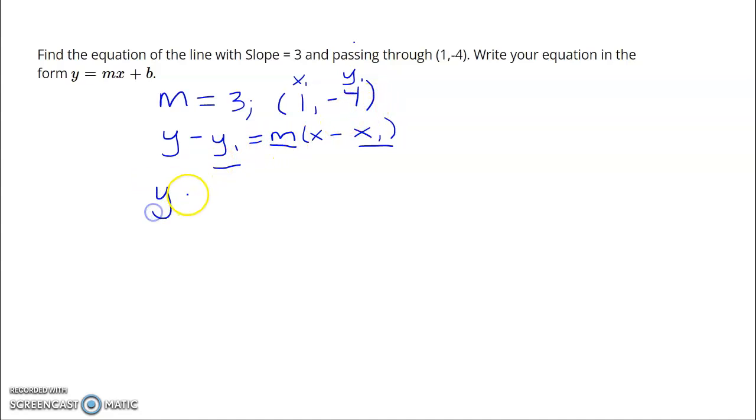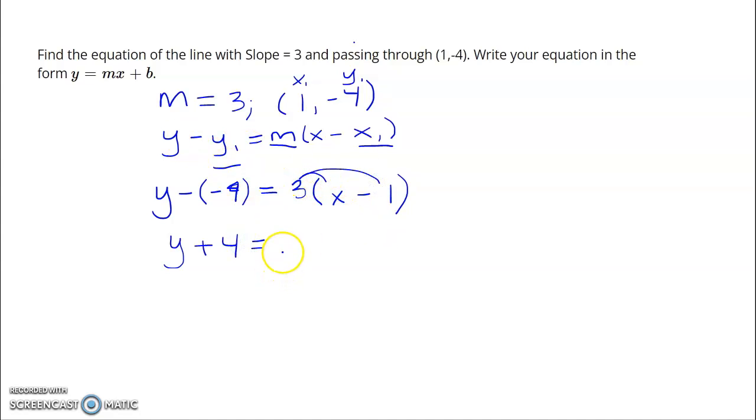So we're going to go y minus y1. Notice it's a negative 4, so I'm going to put that in parentheses because it's got to have minus and then the actual 4. Equals m, which is 3, times x minus, now this one's positive, so we can just leave it as is. So minus a negative 4 is going to be plus 4.